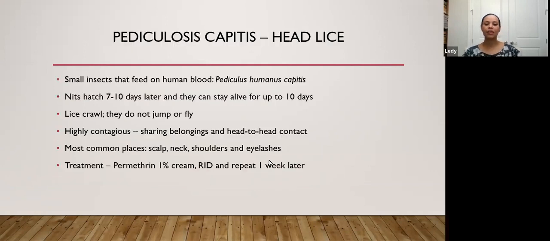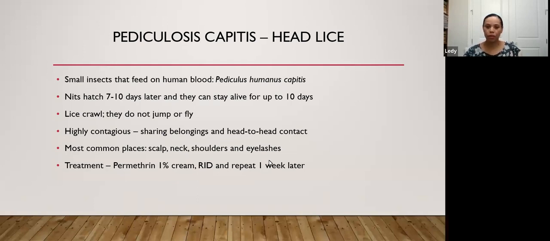These are small insects that feed on human blood. They usually hatch 7 to 10 days later, and they can stay alive for up to 10 days. One important thing that I always tell my moms is they're not going to be jumping from kid to kid in the classroom, because that's probably what a lot of people think, but they crawl from head to head. And this is how it becomes super contagious. If one kid gets it in the classroom, they all end up getting it because they are hugging each other, playing side by side, or sharing things. So this is really, really important.